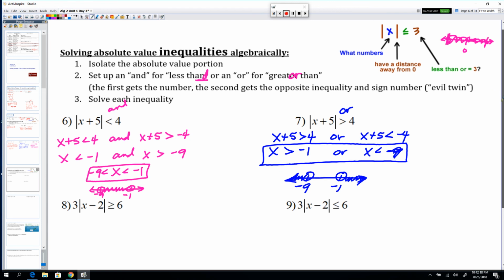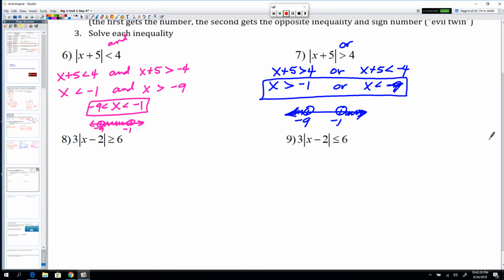Alright, let's take a look at number 8. Now, number 8 has a little bit of isolation work that we need to do. We need to divide both sides by 3 to isolate the absolute value. And remember, those absolute value bars come along for the ride during these isolation steps. If I divide both sides by 3, I am now greater than or equal to 2. And now that this absolute value is by itself, we can set up our two parts.